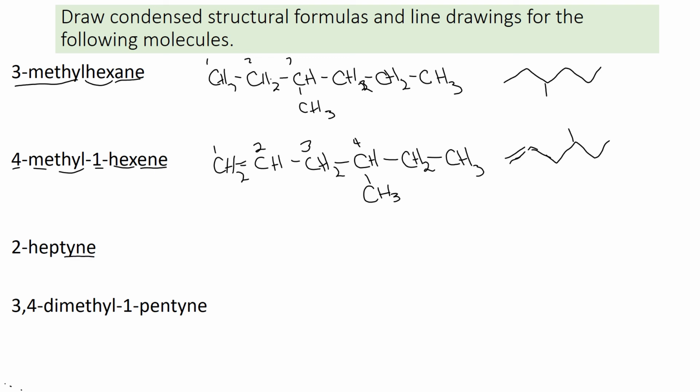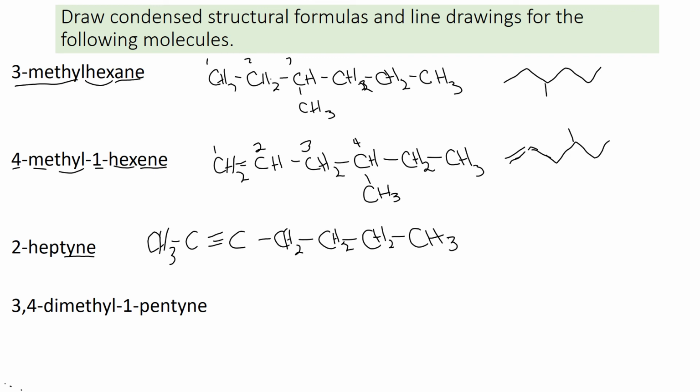2-heptyne. So YNE is a triple bond. Hept is 7. So we have 1, 2, 3, 4, 5, 6, 7. And carbon 2, 1, 2, we put a triple bond there. Then we fill in the hydrogens. H3. This carbon's got 4. The next carbon has 4. And these middle carbons give 2 hydrogens. And then the end one has 3.